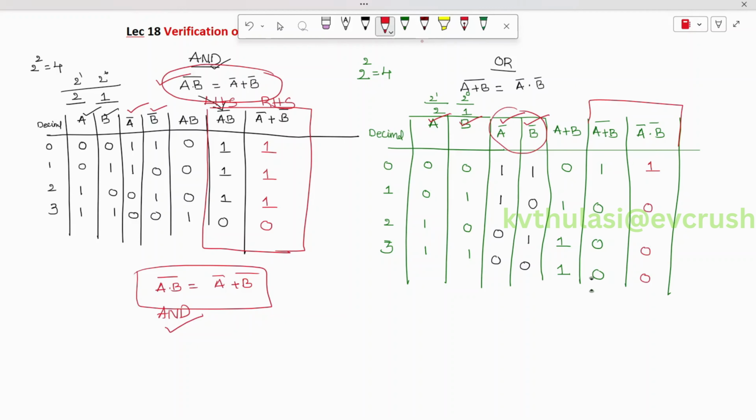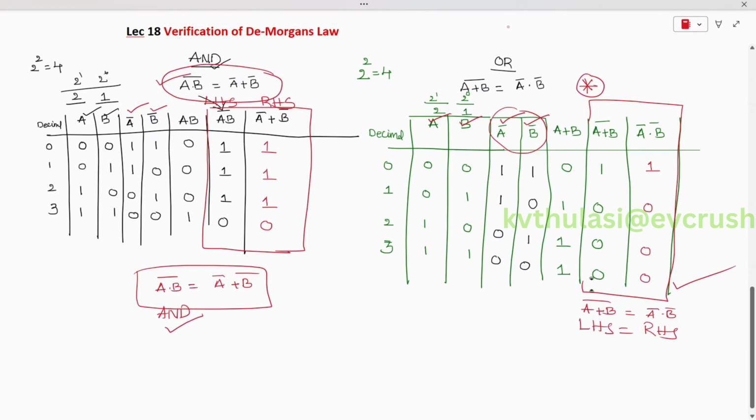So this is what you can observe, or you can prove through De Morgan's law: A plus B whole bar is nothing but A bar into B bar. This is the left hand side, this is the right hand side, both are equal. This is how we say that De Morgan's law is verified in AND operation as well as in OR operation. So both are correct.